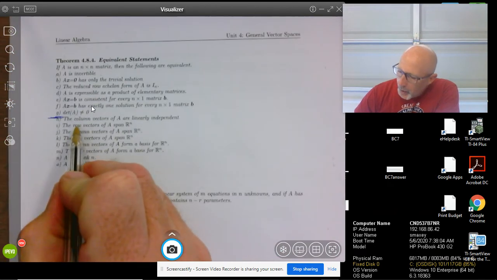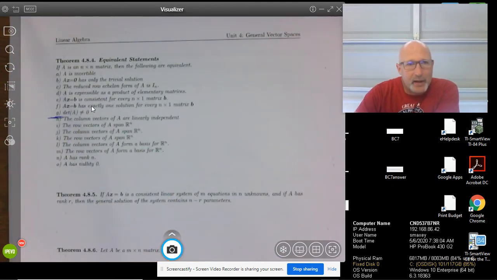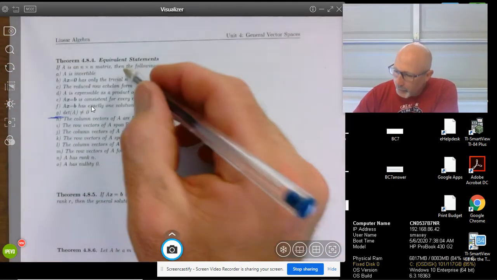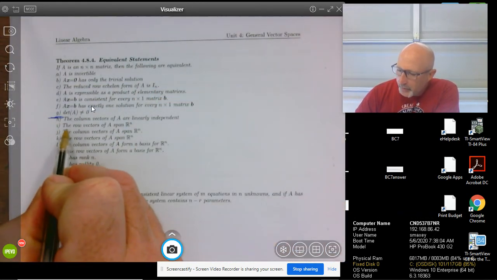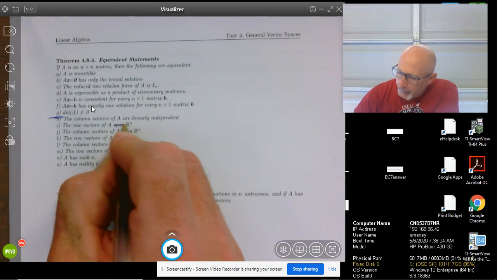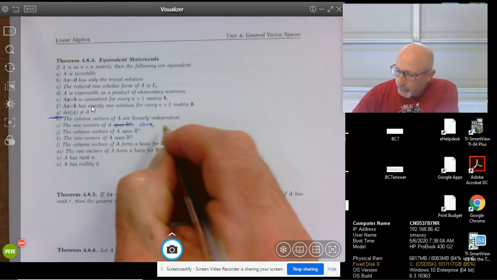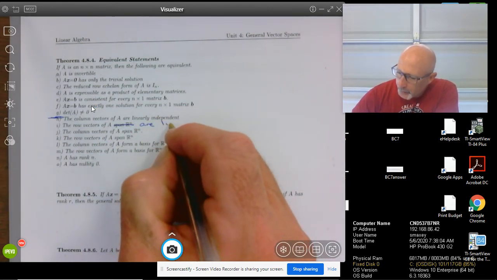The first one: the column vectors of A are linearly independent. So if any of these other ones are true, then that is true. There's a mistake in I. It should say the row vectors of A are also linearly independent.